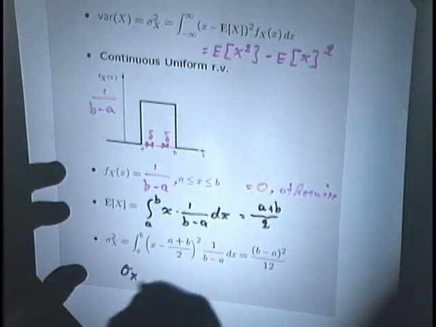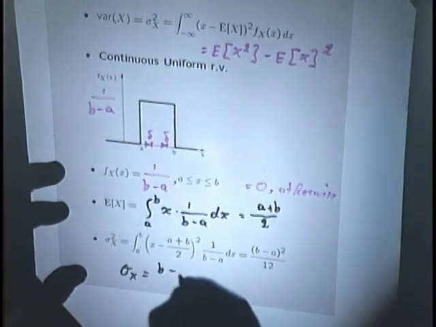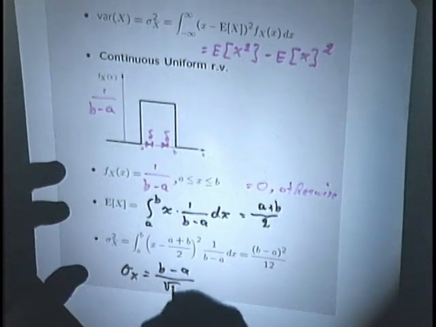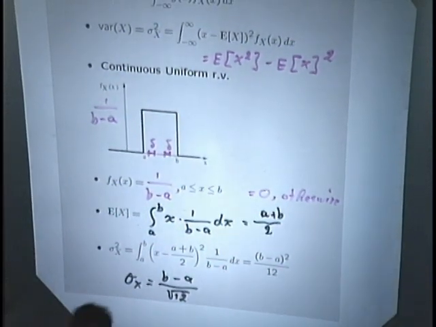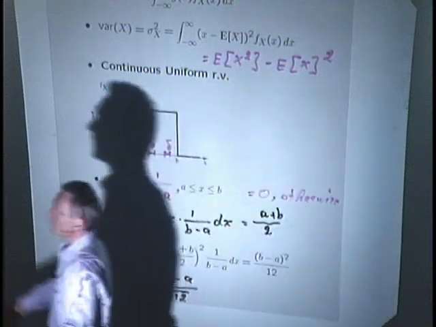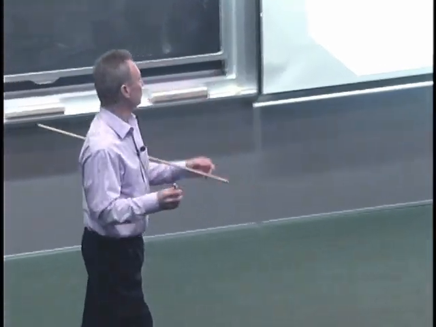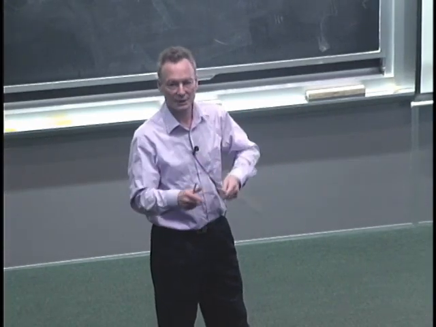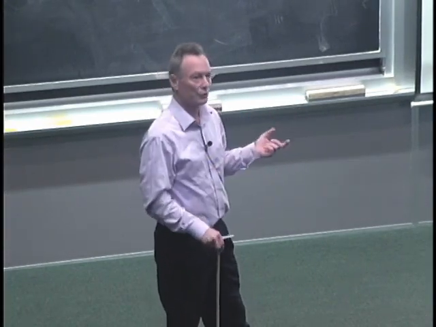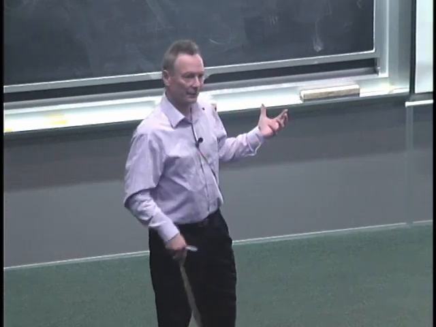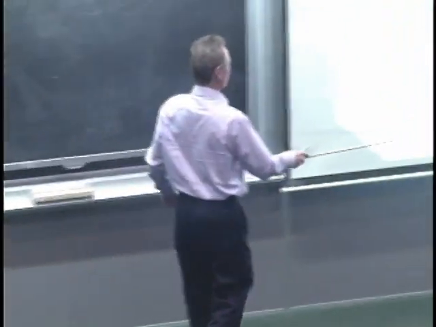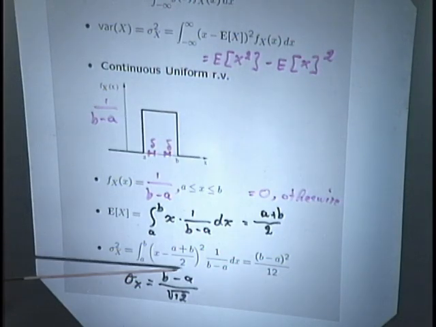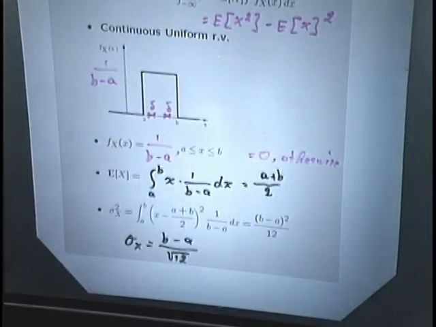Maybe more interesting is the standard deviation itself. And you see that the standard deviation is proportional to the width of that interval. This agrees with our intuition that the standard deviation is meant to capture a sense of how spread out our distribution is, and the standard deviation has the same units as the random variable itself. So you can interpret it in a reasonable way based on that picture.